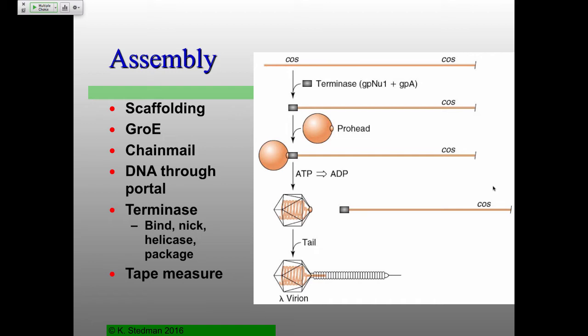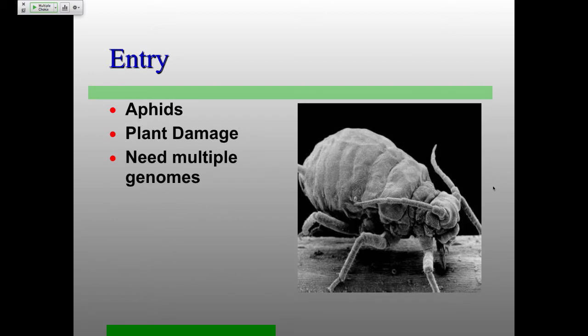Okay, other questions on lambda? No, I don't have the clicker question, but there'll be some on Wednesday, I promise.